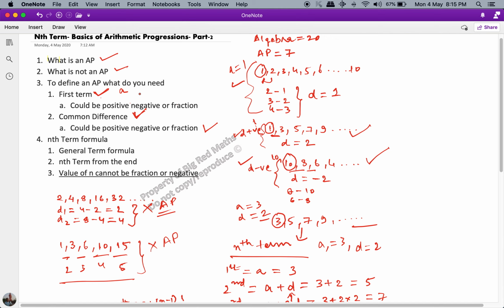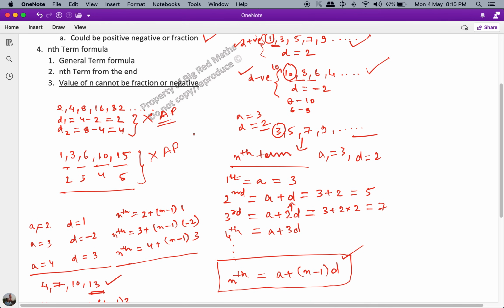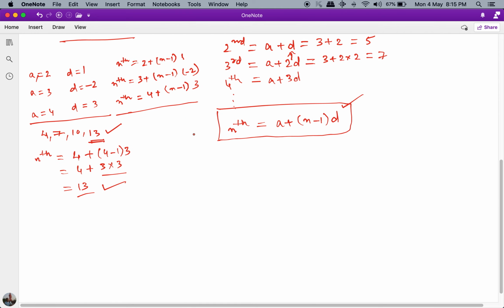To define an AP, what do you need? You need the first term, which is denoted by A, and the common difference, which is denoted by D. Both A and D could be positive or negative. And then we studied the nth term formula, which is A plus n minus 1 into D.